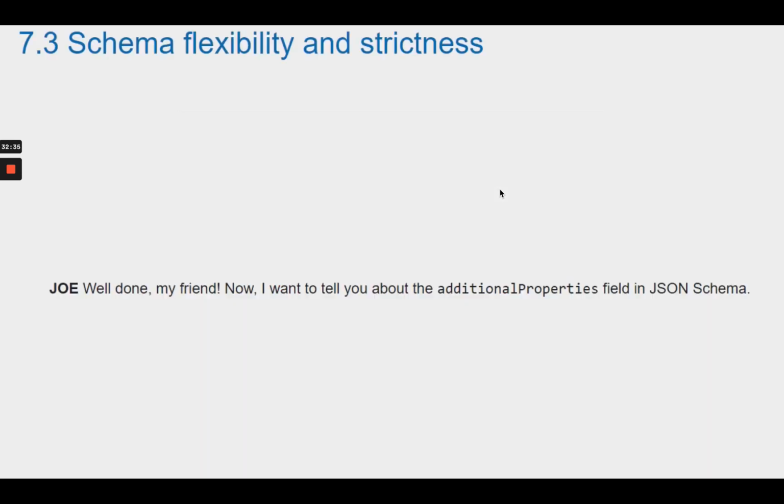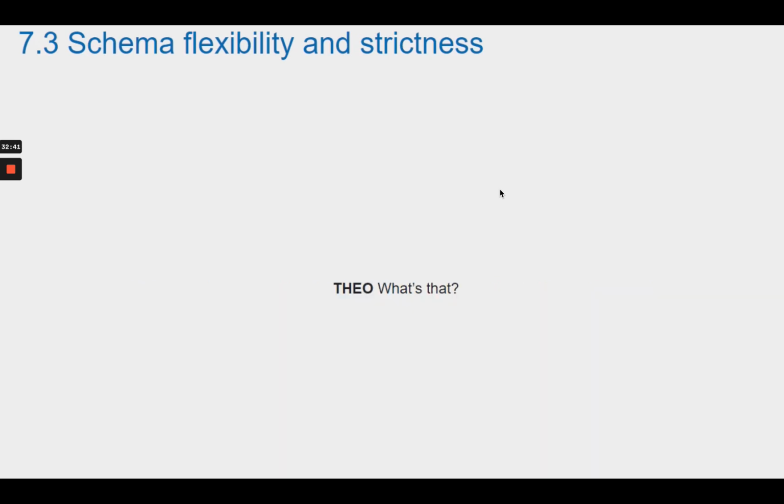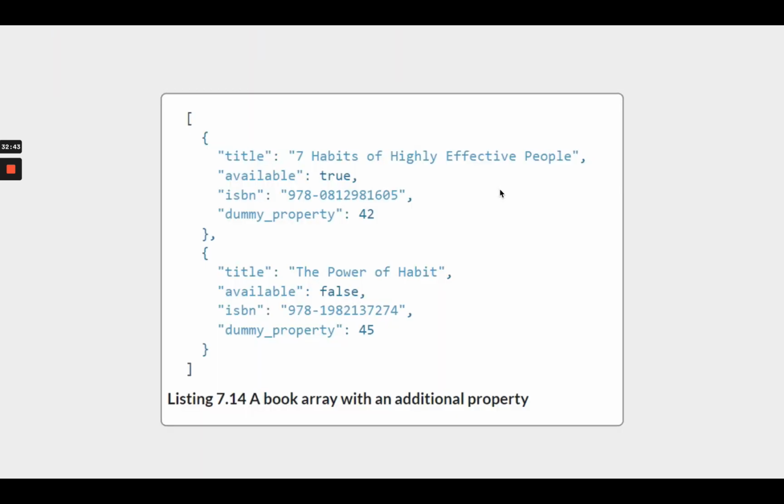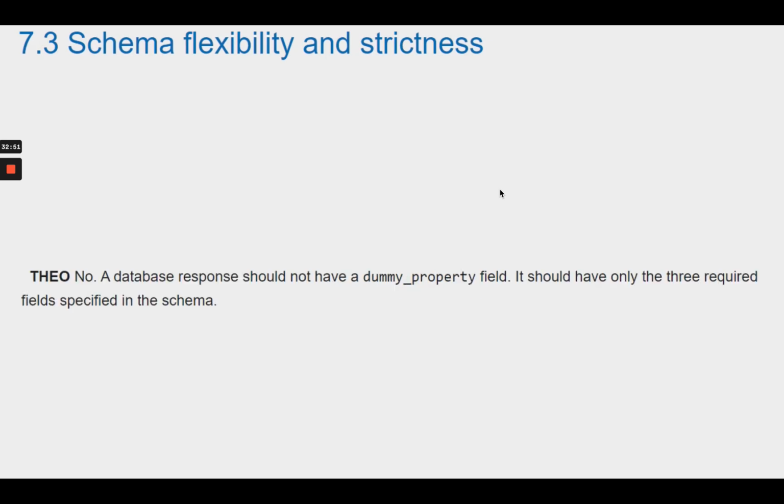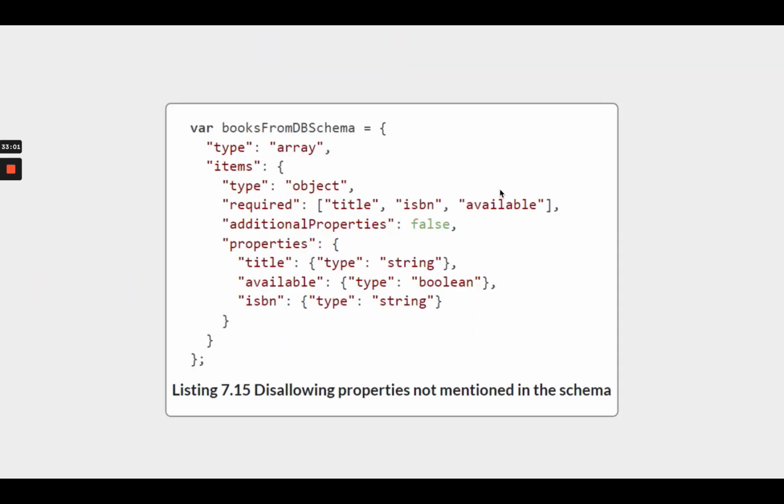Joe, well done, my friend. Now I want to tell you about the additional properties field in JSON schema. Theo, what's that? Joe, take a look at this array. Is it a valid database response? Theo, no. A database response should not have a dummy_property field. It should have only the 3 required fields specified in the schema.